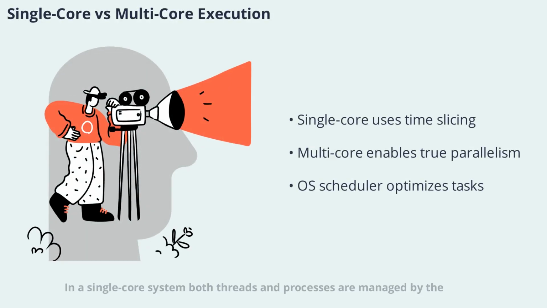In a single-core system, both threads and processes are managed by the OS scheduler using time slicing and context switching. This creates the illusion of simultaneous execution. In a multi-core system, threads and processes can run in true parallel on different cores. The OS scheduler distributes tasks across cores to optimize performance. Understanding these differences helps you design applications that scale efficiently across hardware.